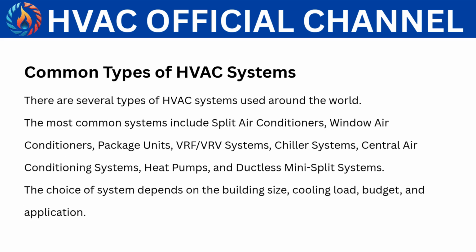Common types of HVAC systems. There are several types of HVAC systems used around the world. The most common systems include split air conditioners, window air conditioners, package units, VRF/VRV systems, chiller systems, central air conditioning systems, heat pumps, and ductless mini-split systems. The choice of system depends on the building size, cooling load, budget, and application.